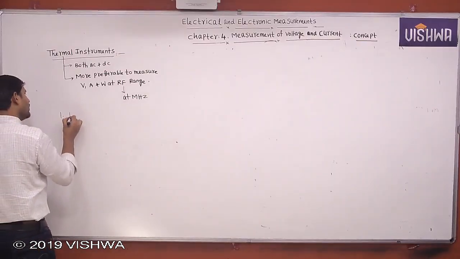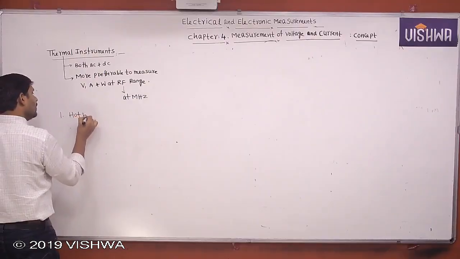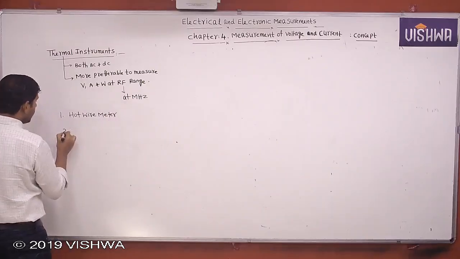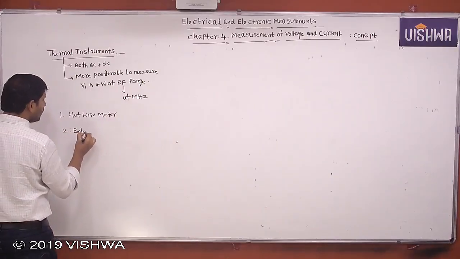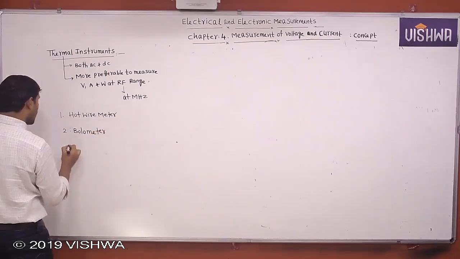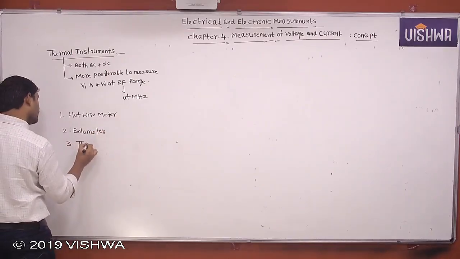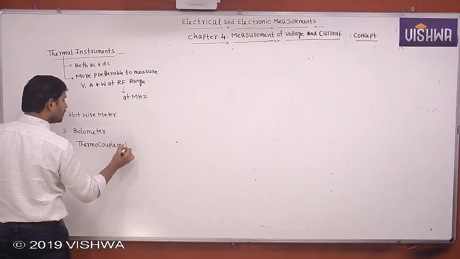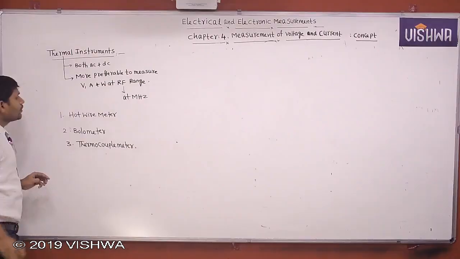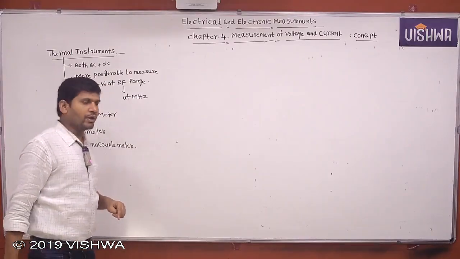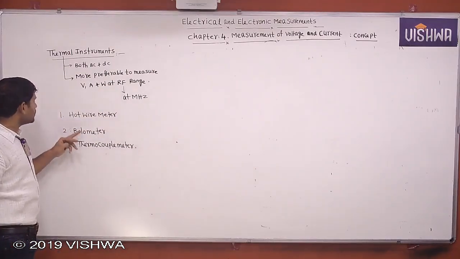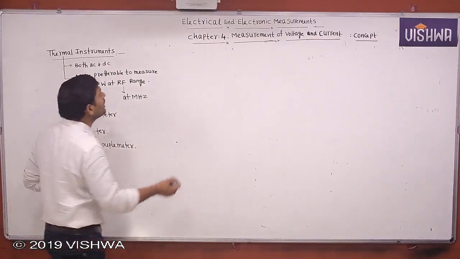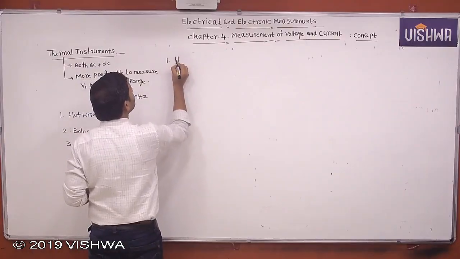One is a hot wire meter. Another one is bolometer, and thermocouple meter. Okay, hot wire meter, bolometer and thermocouple meter. We are using this type of thermal instruments. These are all the thermal instruments. One or two points you concentrate on the hot wire meter.